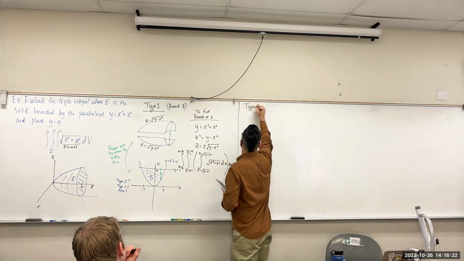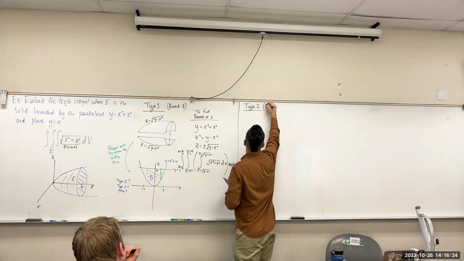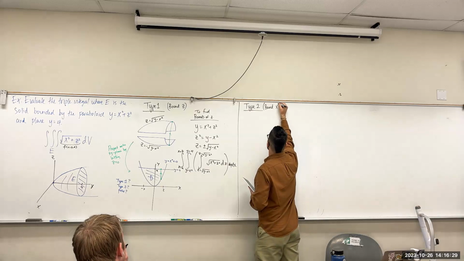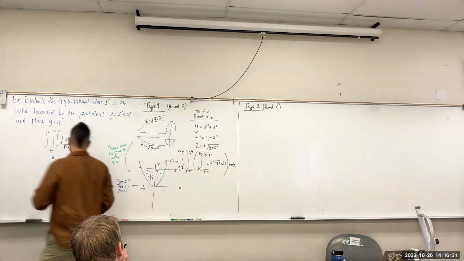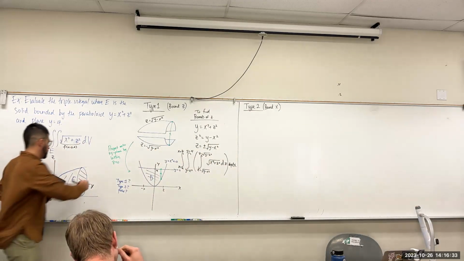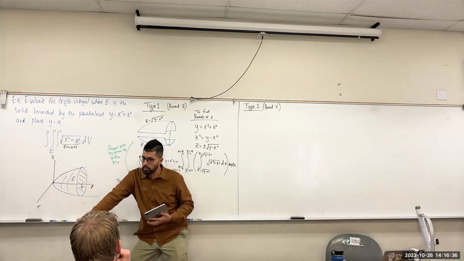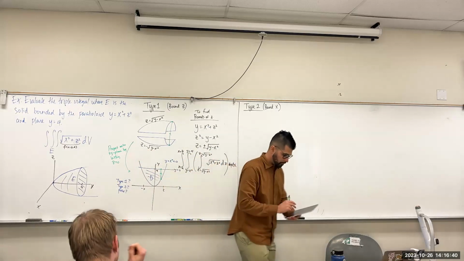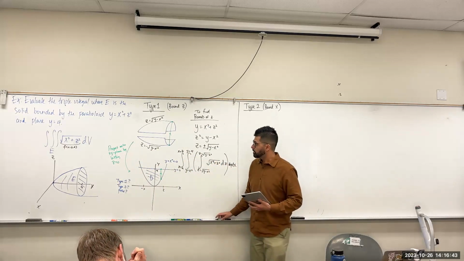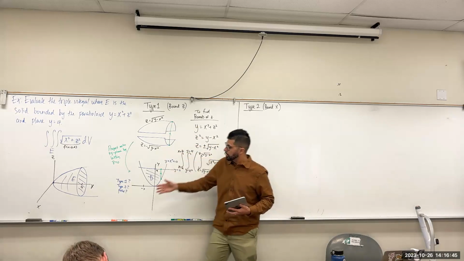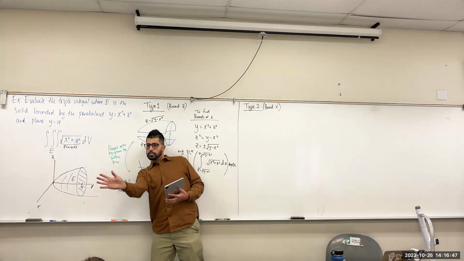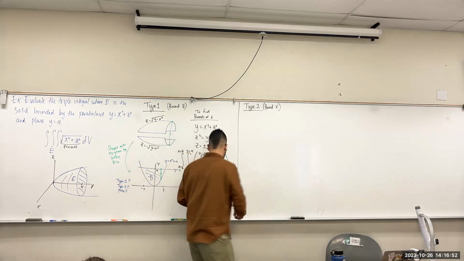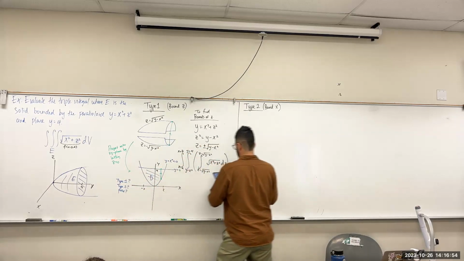Let's say I want to do type 2. Type 2 bounds which coordinate? It bounds x, right? Okay. So if it bounds x, now you're going to poke the solid towards the x direction. Now it's going this way. So instead of having a top and a bottom, you're going to have a front part of the paraboloid and a back part of the paraboloid. Let me see if I can graph it somehow. So it'll look something like this.